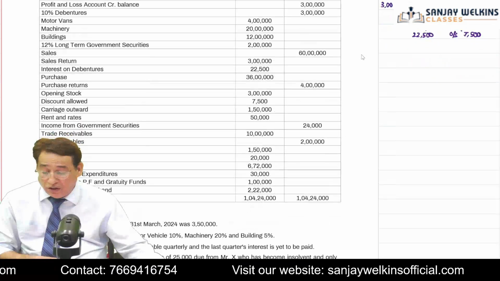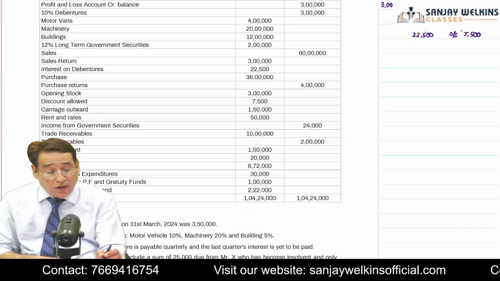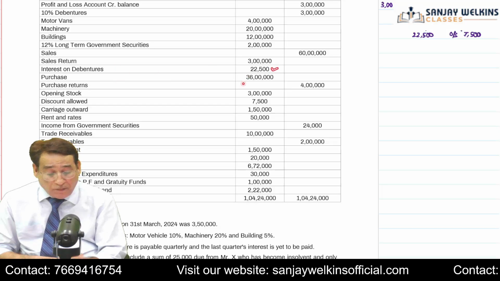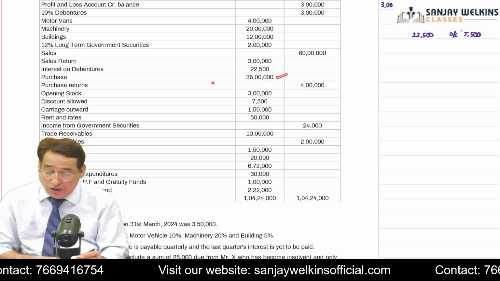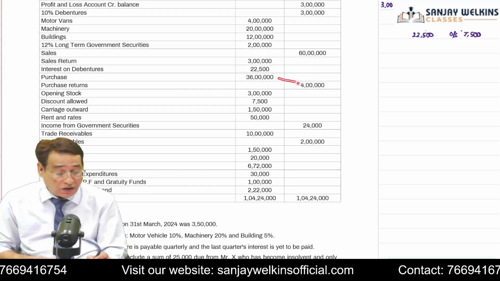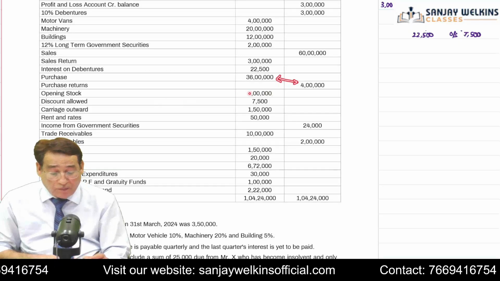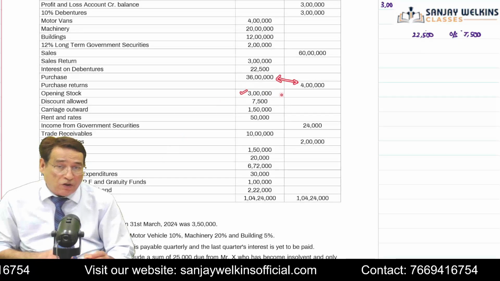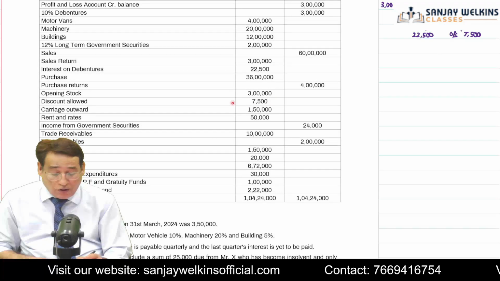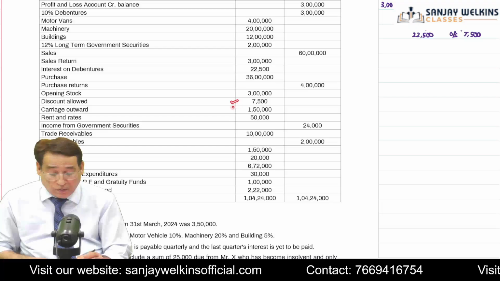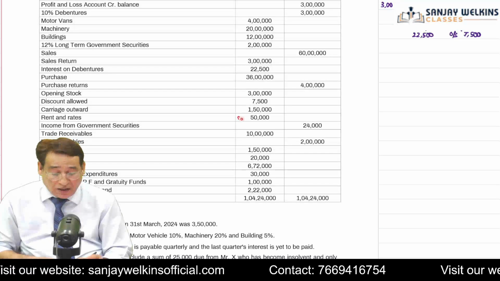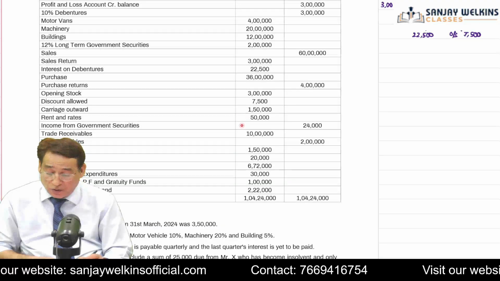Further in the question, we had reached up to this particular point. Then purchases are given. I need not tell you, it will fall under the statement of P&L. Then purchases return are also given. Then we are being given opening stock. Opening stock will be considered for computing changes in inventory. Discount allowed will be written under other expenses. Carriage outward will be written under other expenses. Rent and rates will also be written under other expenses.